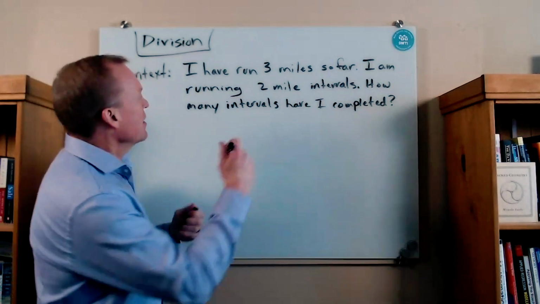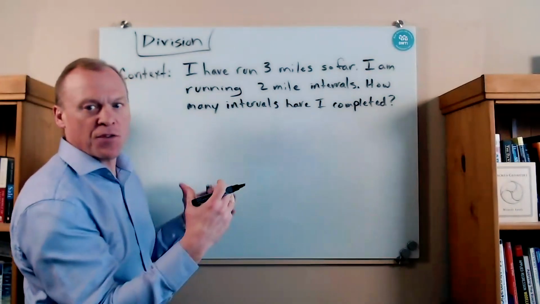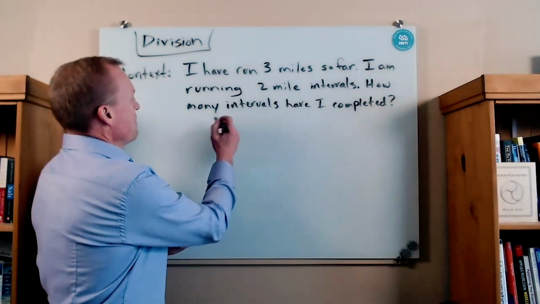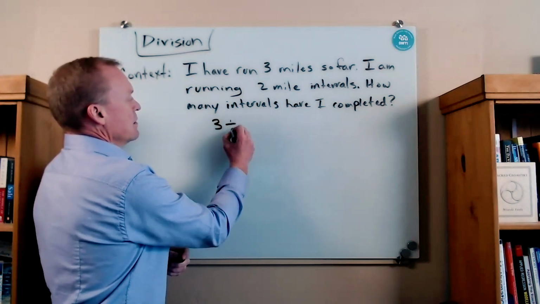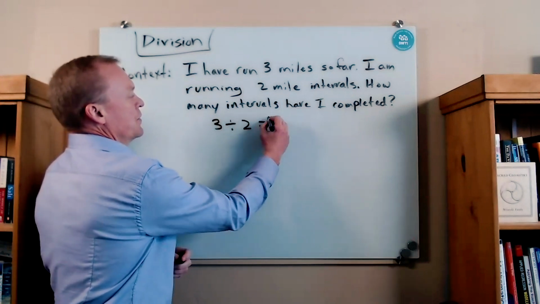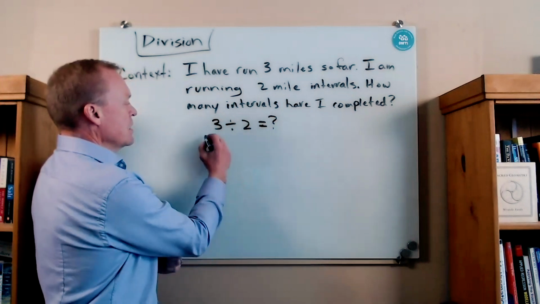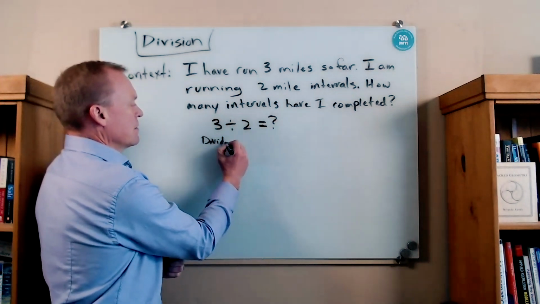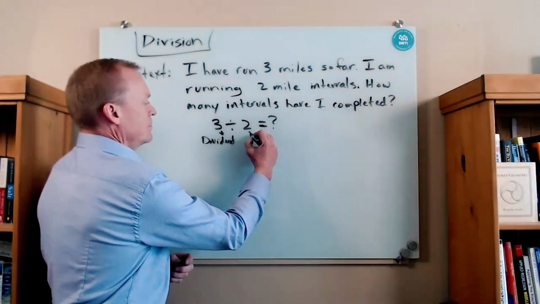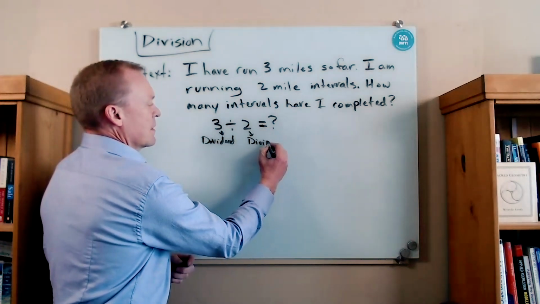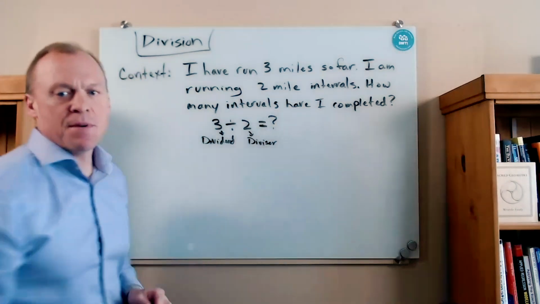So we're going to start the division. So if we're thinking about the expression, we are going to have 3 divided by 2 equals some amount. So here we have the dividend and our divisor. Now we're going to figure out the amount of the quotient.